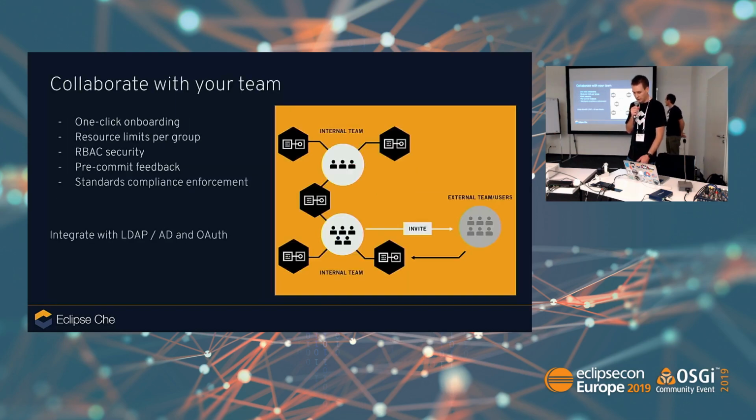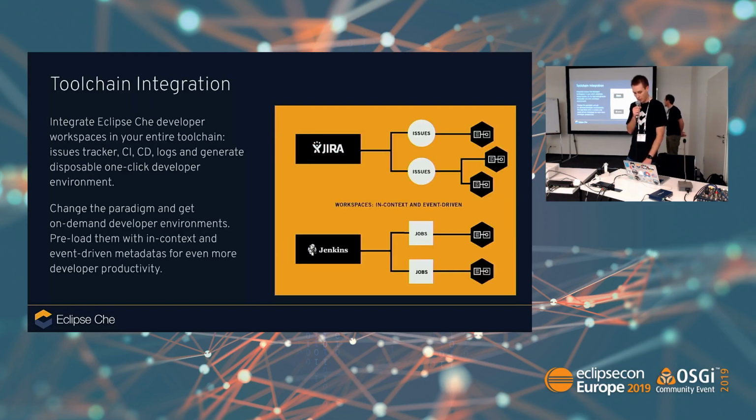It makes it easy to collaborate with your team. That's the same capabilities as previously, and integration with the toolchain. Because of the dev file and because of the ability to generate developer environment on demand, you can integrate them very easily in your whole toolchain. So you can integrate with your issue tracker or with your CI and CD tool.